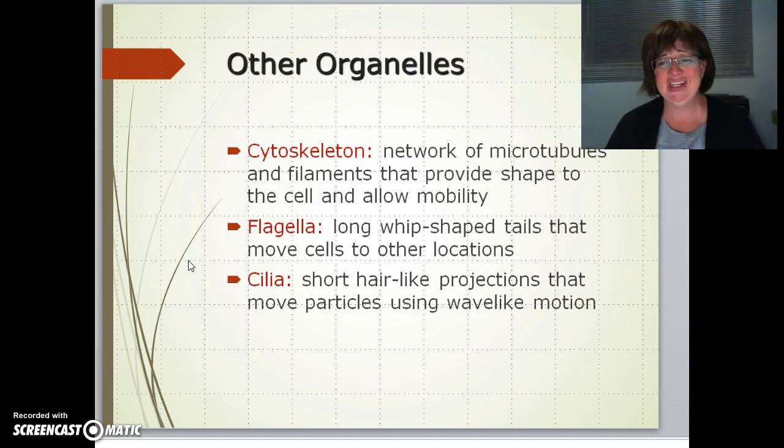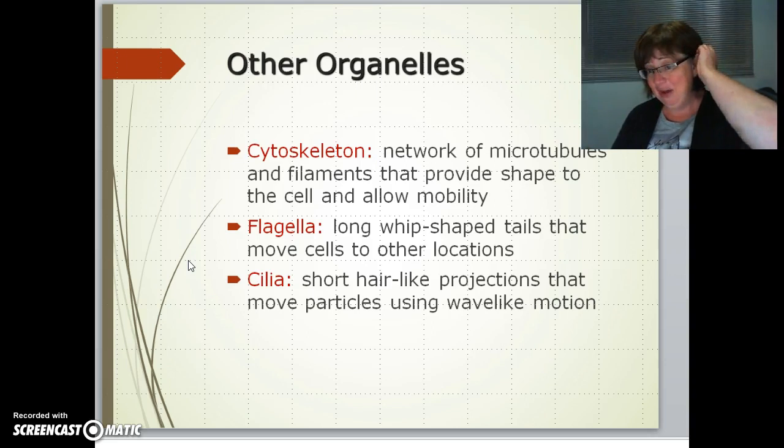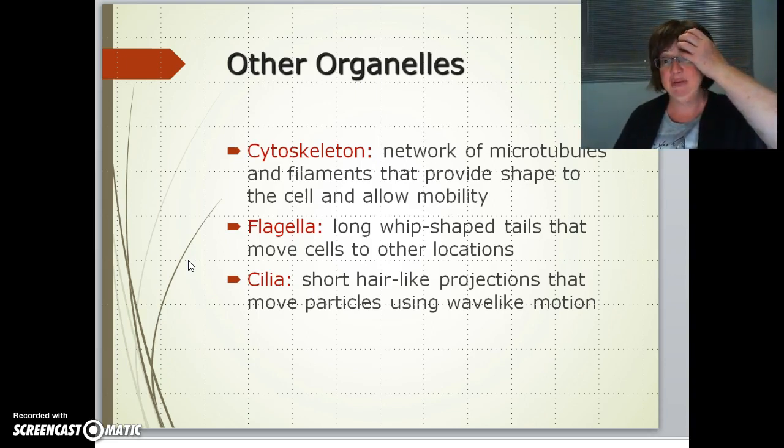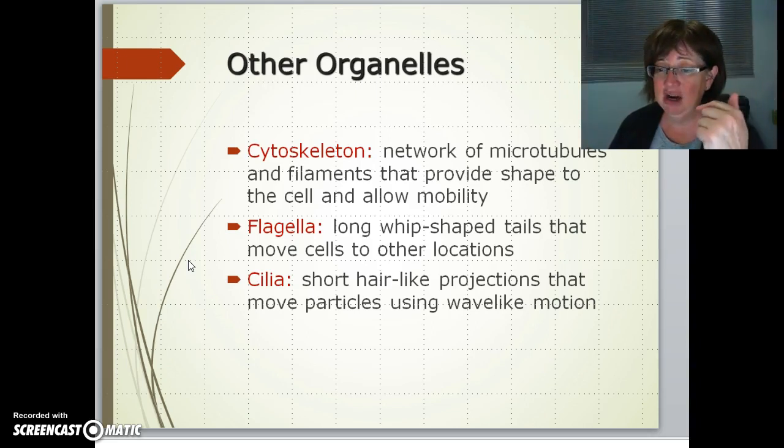Good. There are other organelles such as the cytoskeleton, which is the skeleton inside the cell. This is a network of microtubules or filaments that allows the cell to maintain shape, but it also allows for mobility and some messaging. Flagella are whip-shaped tails like you see on a sperm. And cilia are short hair-like projections that move particles in a wave motion. This is an example of cilia found in your throat and also in the oviduct.